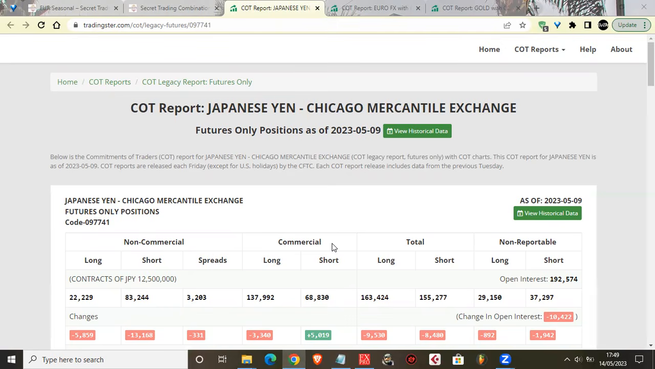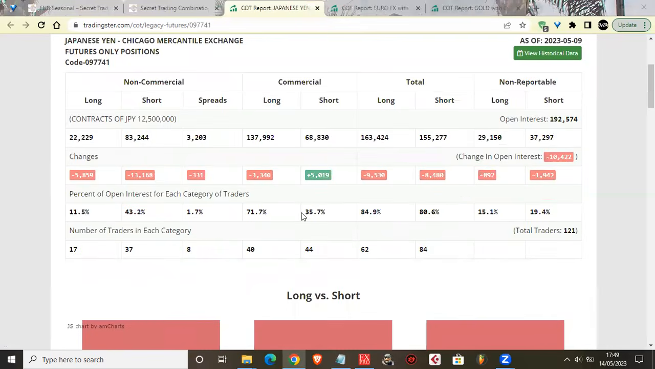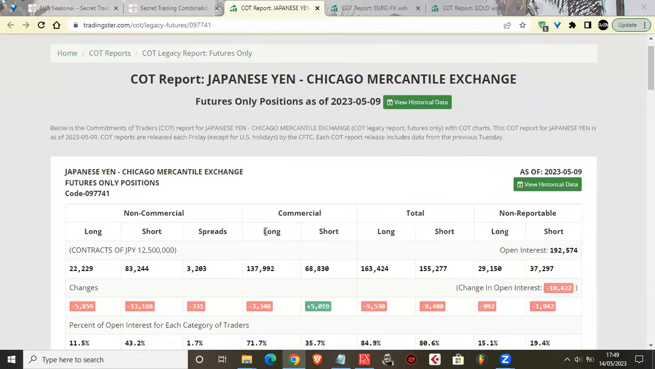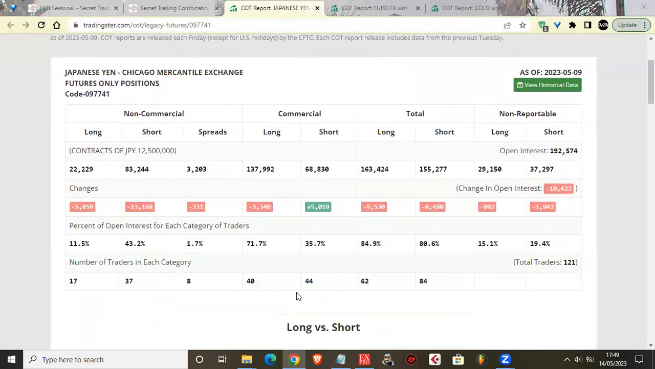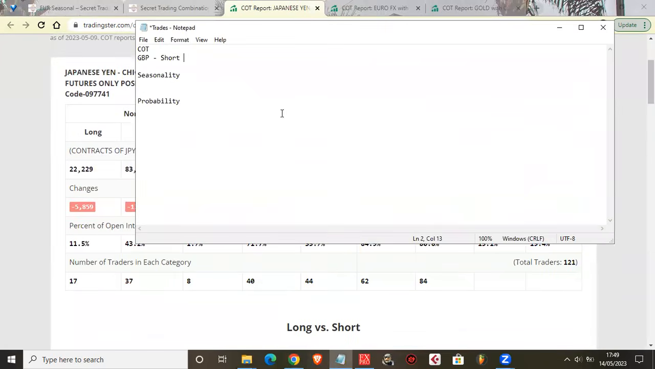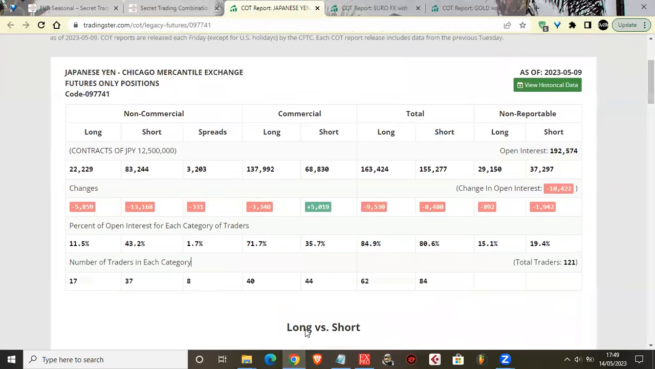I think my microphone must have dropped out. So that's one for JPY. We've got that going short.